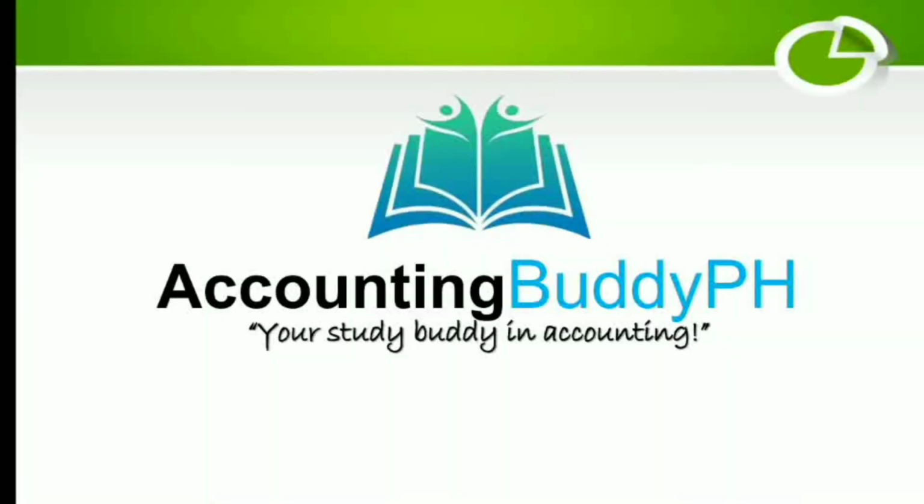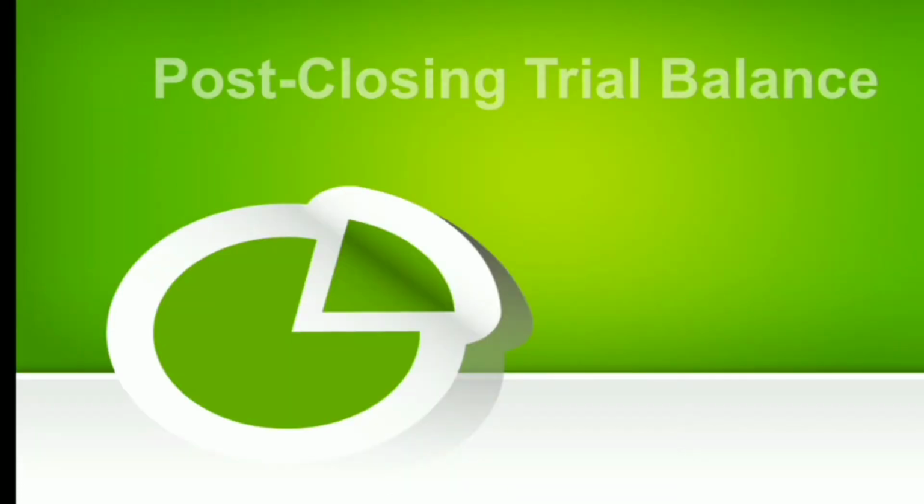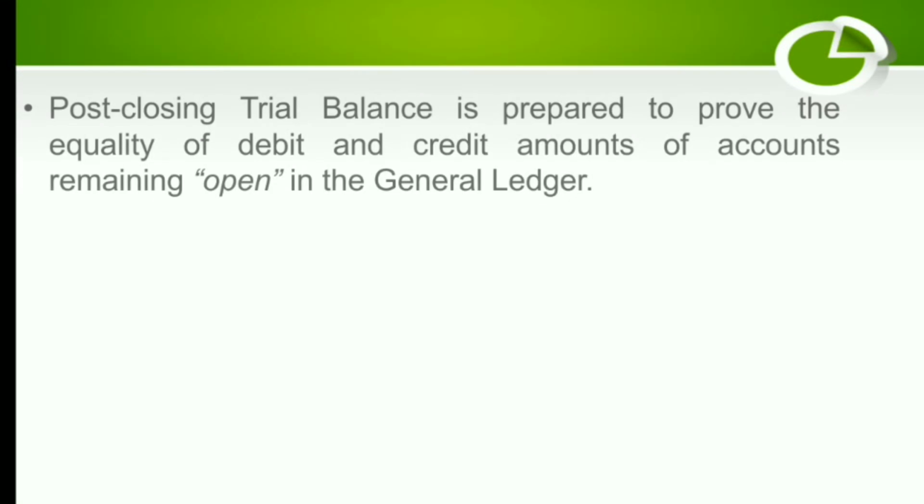In this video, we will talk about step 8 of the accounting cycle, and that is the post-closing trial balance. Post-closing trial balance is prepared to prove the equality of debit and credit amounts of accounts remaining open in the general ledger. So the accounts that remain open in the general ledger are the real accounts or the balance sheet accounts. Because if you remember, the nominal accounts or the income statement accounts are already closed by way of the closing entries. So what's left open are the balance sheet accounts or the real accounts.